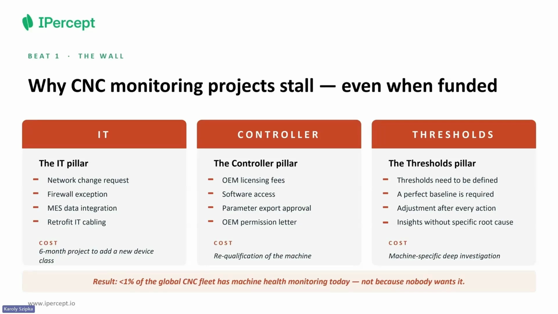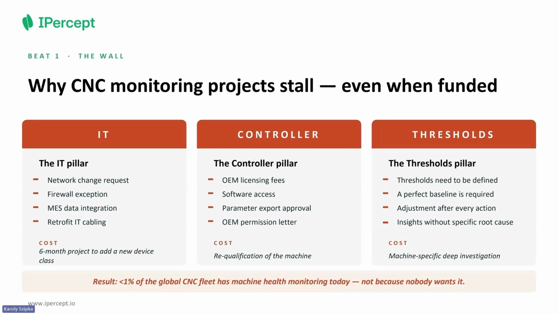The first wall is the IT pillar. Every CNC monitoring solution comes with the same conversation: network change requests, firewall exceptions, complex cabling retrofits. Adding a new device class to a planned network is at least a 6 to 18 month IT project, and most IT teams are already buried.